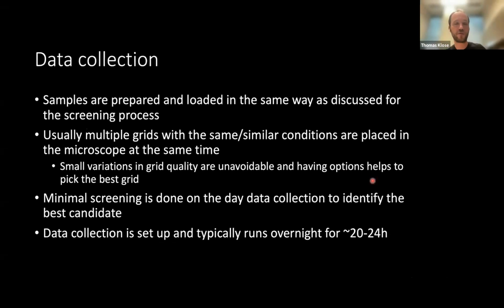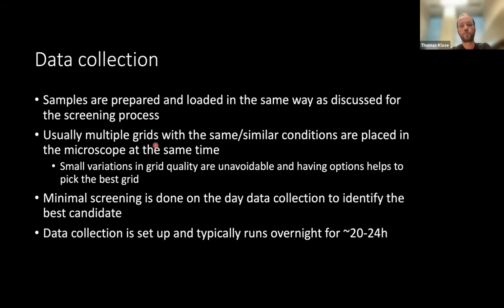So once you have established a good ice, you want to go ahead and collect data. What we do for this is that we prepare the samples and load them in the same way as I just discussed. So there's no difference between a data collection session and a screening session in terms of how the samples get into the microscope. What we usually want to do is have multiple grids with the same or similar conditions in the microscope at the same time. The reason for that is that it is not a very precise science to freeze these samples. So even if I give you the same sample and you freeze 4 grids with the exact same conditions, they are not going to look exactly identical.